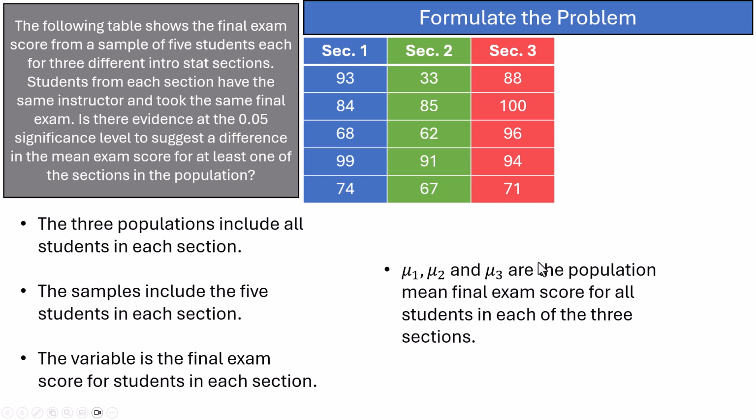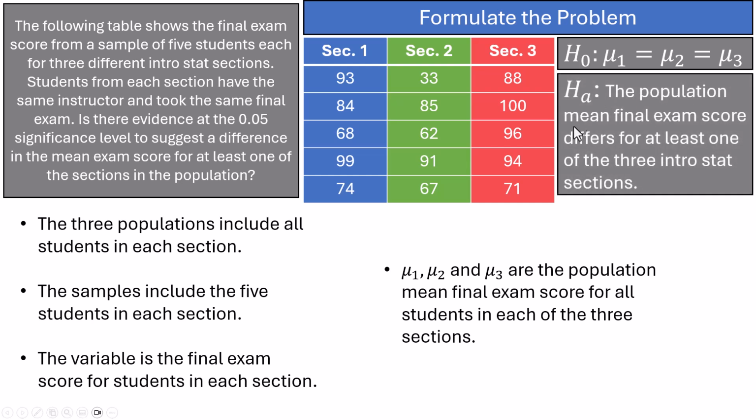Okay, our null hypothesis for an ANOVA test is always that all of the means are equal to each other. So in this case, it's going to be mu1 is equal to mu2 is equal to mu3. The alternative hypothesis should be that at least one population mean is different from the others. But we're going to be specific to our problem. We're going to say that the population mean final exam score differs for at least one out of the 3 introstat sections.